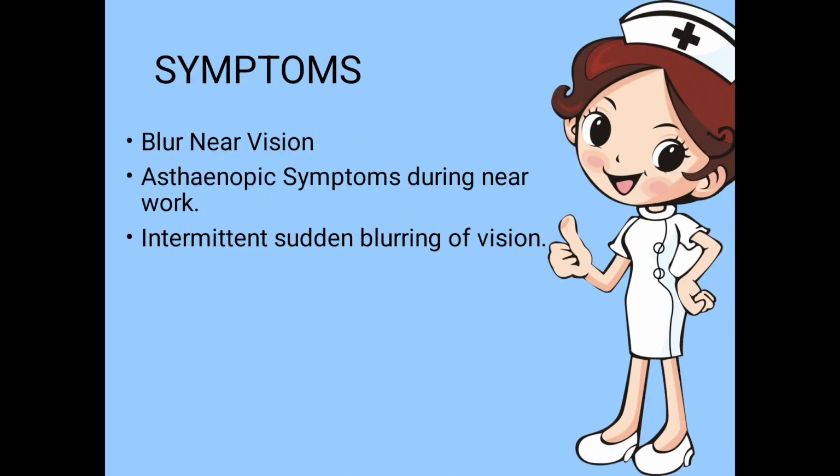Next one is symptoms. What are the symptoms? Blurred near vision. The patient always complains that he or she is not able to see near words clearly. Or asthenopic symptoms due to near work. The patient will say, I am doing near work and the letters start jumping from here to there. Asthenopic symptoms, I feel tiredness. While looking continuously at a near object, it becomes blurred.